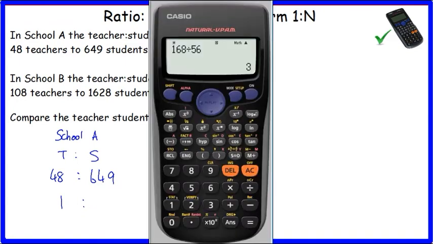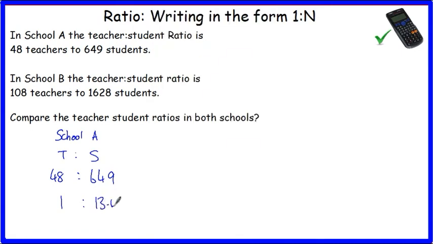649 divided by 48. 13.52. So for every teacher, there's 13.52 students. Let's look at School B. So I've got teacher to students, 108 to 1628.